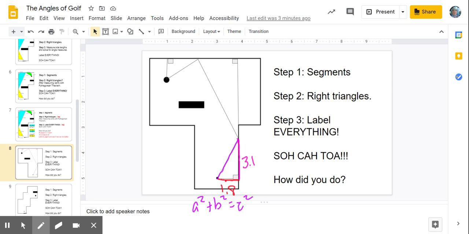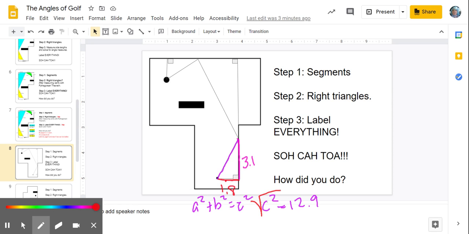12.9 for sure is C squared. So if C squared equals 12.9, what's C equal? What do I have to do in order to find C? Take the square root, absolutely. So when we take the square root, what do we get? 3.6, perfect. And that's the hypotenuse.